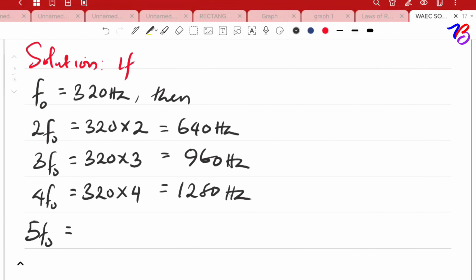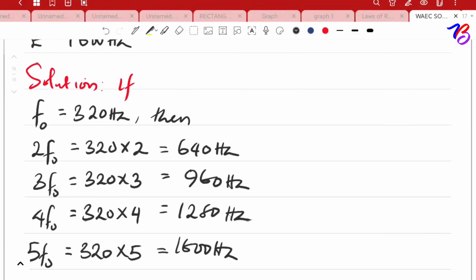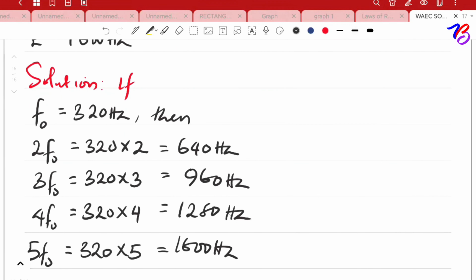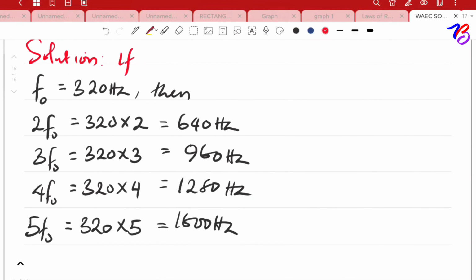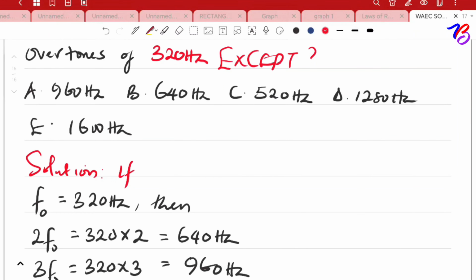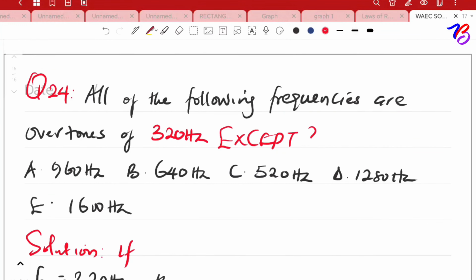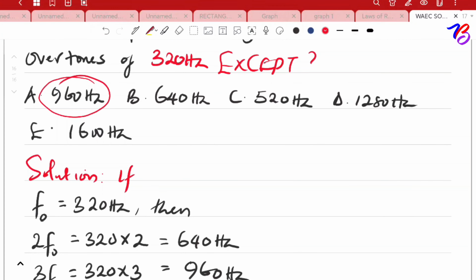5F0 will equal 320 multiplying 5. Okay, this will give us 1600 Hz. So at this juncture, we're going to consider our options. We're going to look at them one after the other for better understanding. For those of you that might not understand this concept, let's look at 960 Hz. Okay, let's consider 960 Hz.